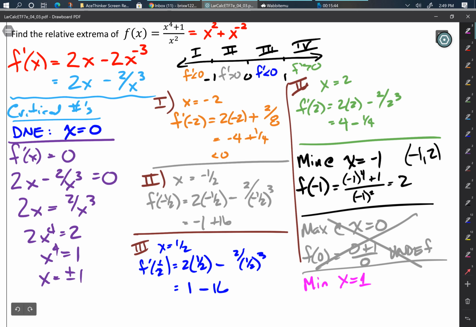At positive 1, I'm going to check. What is f of 1? That's 1 plus 1 over 1. That's 2. And we have a minimum of (1, 2).